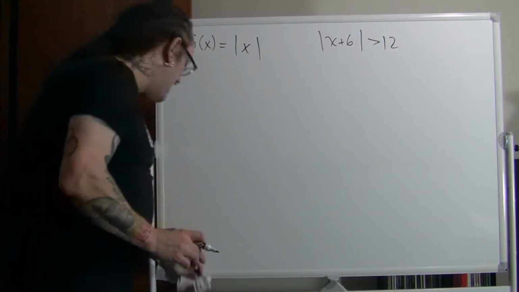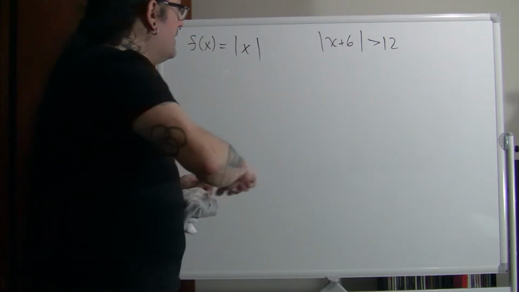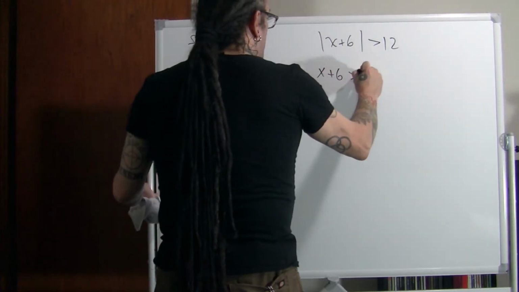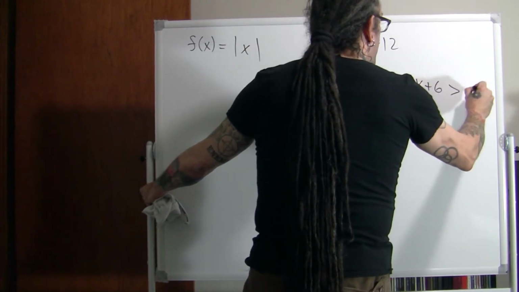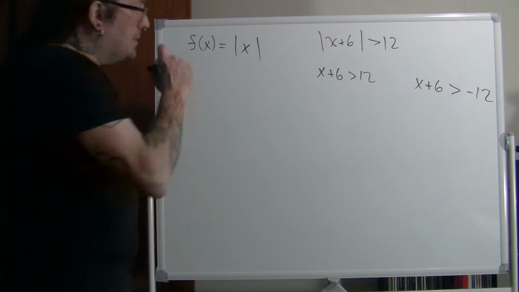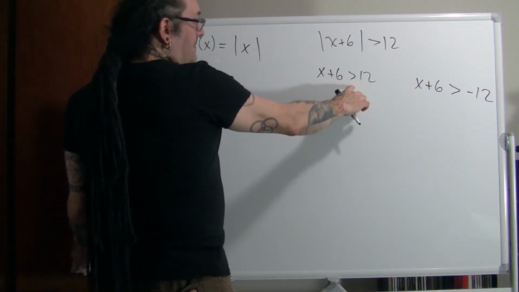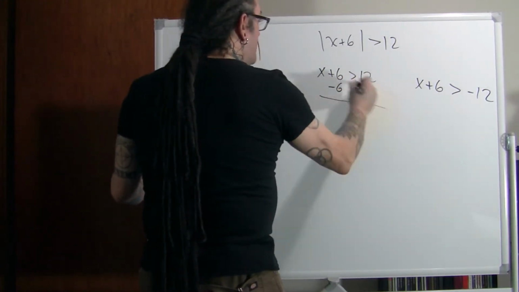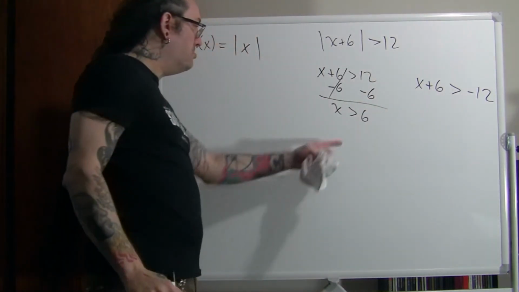Okay, so let's think about it. Let's do the approach that our math teacher taught us. And say x plus 6 is greater than 12, and then x plus 6 is greater than minus 12. Let's see what happens. Now all we have to do is solve this inequality by pretending there's an equal sign here. Nothing crazy, minus 6 on both sides, right? X is greater than 6.